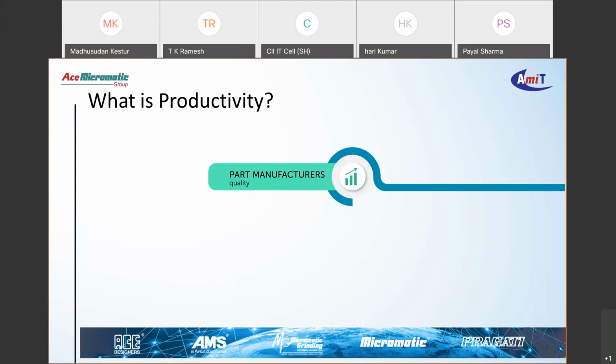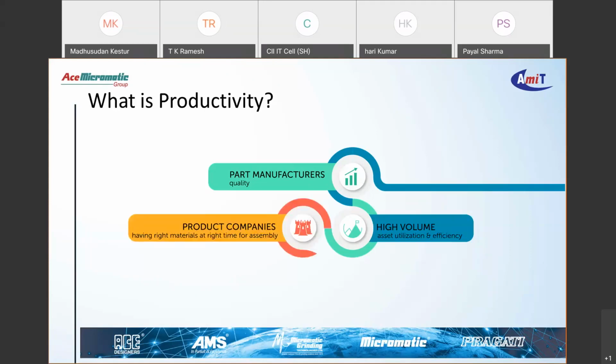So for high precision component manufacturers, quality becomes a measure of productivity. Similarly, somebody in the high volume game, like an automotive parts manufacturer, the assets or the machine should be up and running all the time. So asset utilization becomes a measure of productivity. Somebody like a Maruti, suppose he has made 98% of the car and the last 3-4 items are missing, he cannot ship out the car, then the entire productivity is lost. So for product companies, having the right materials at the right time for assembly becomes a measure of its productivity. So on and so forth.